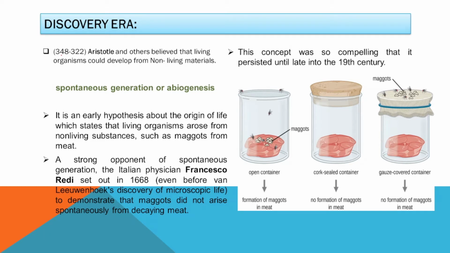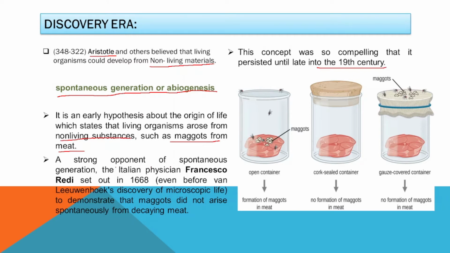During 348 to 322 BC, Aristotle and others believed that living organisms could develop from non-living materials, which is now known as spontaneous generation or abiogenesis. Spontaneous generation or abiogenesis is an early hypothesis about the origin of life, which states that living organisms arose from non-living substances, such as maggots from meat. This concept was so compelling that it persisted until late into the 19th century.